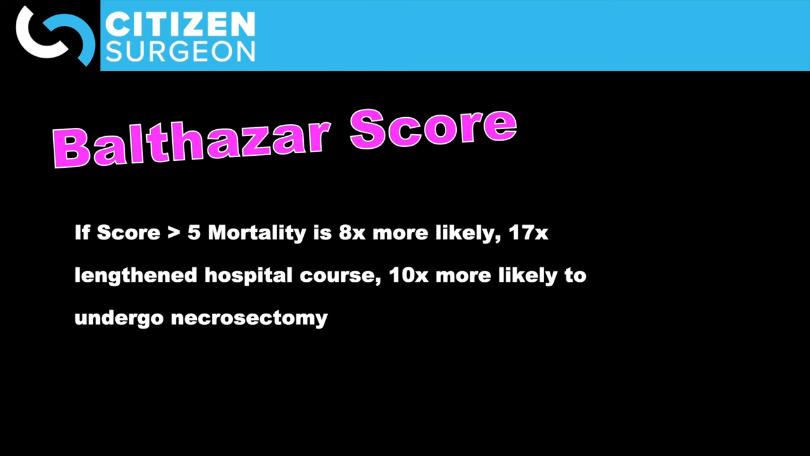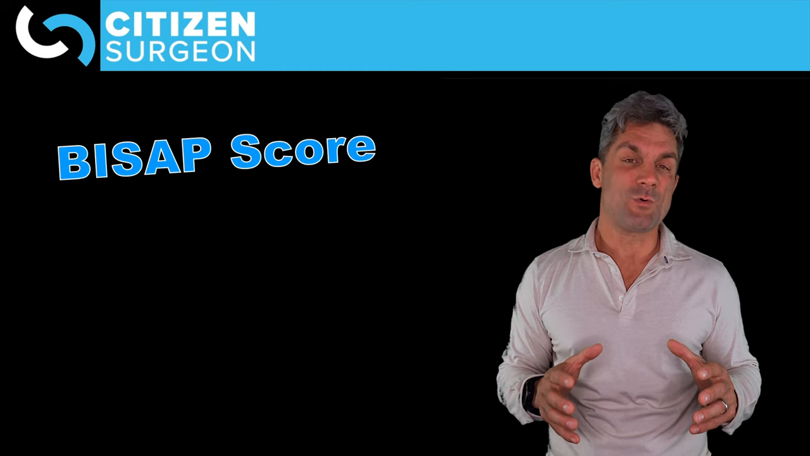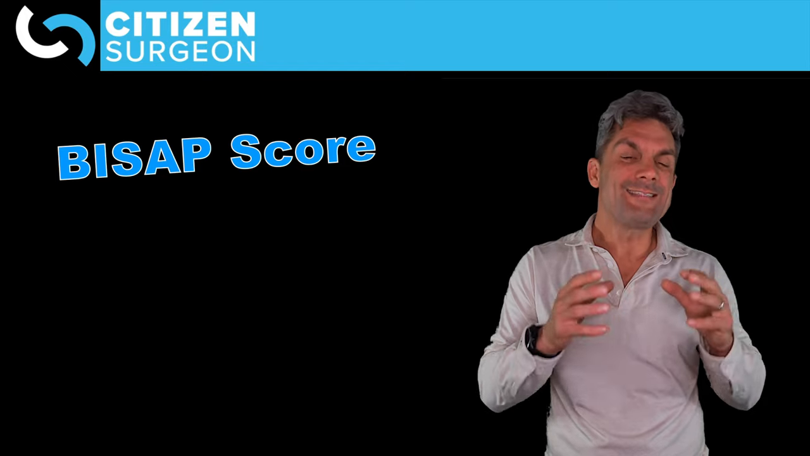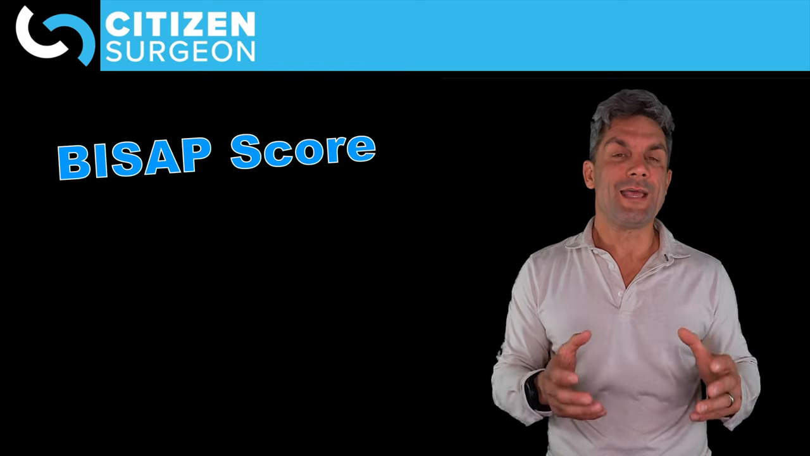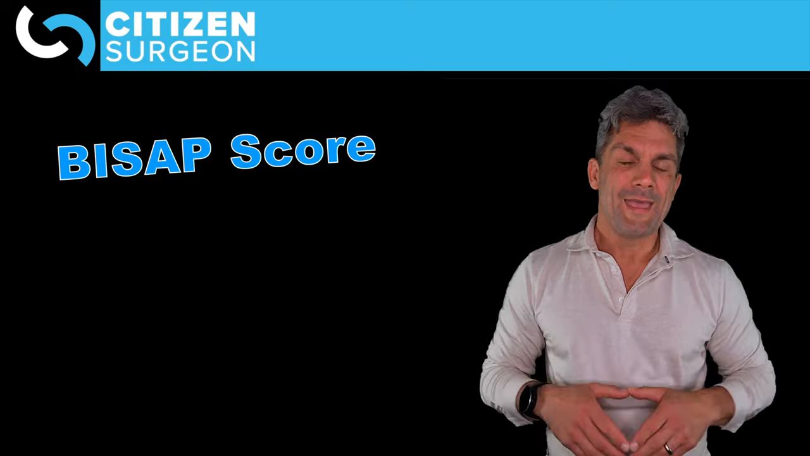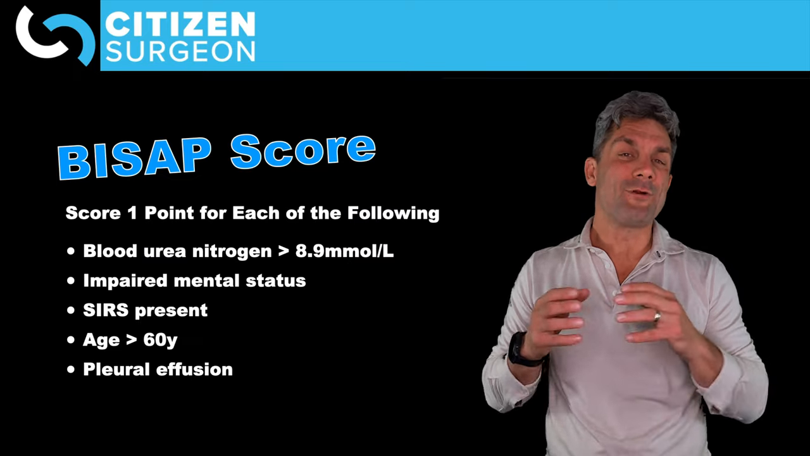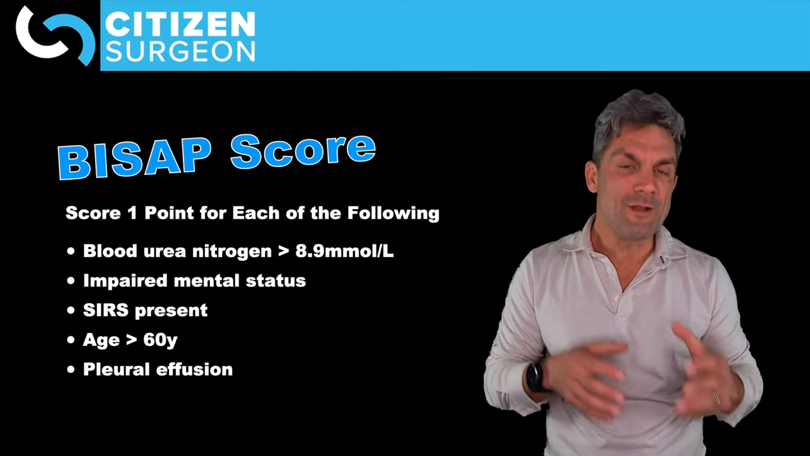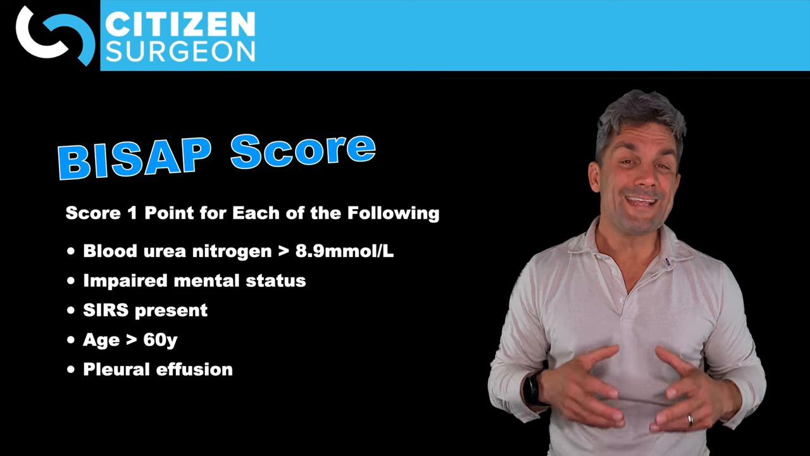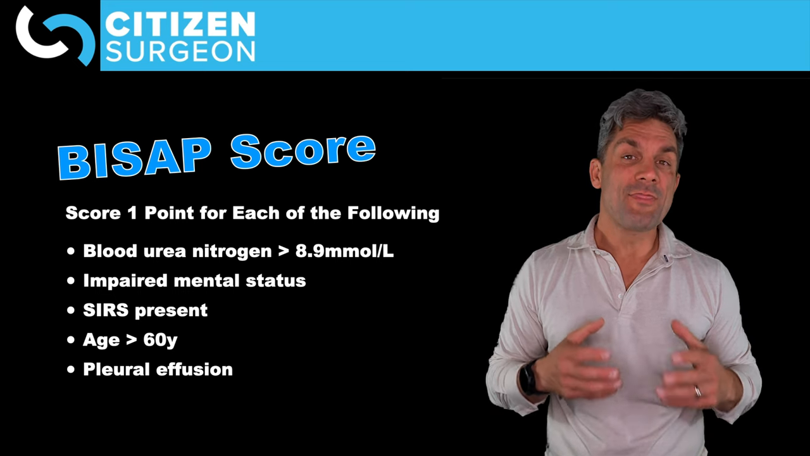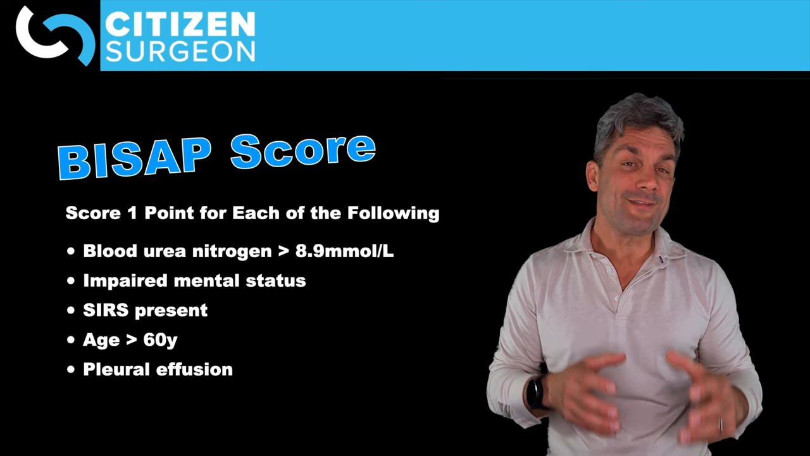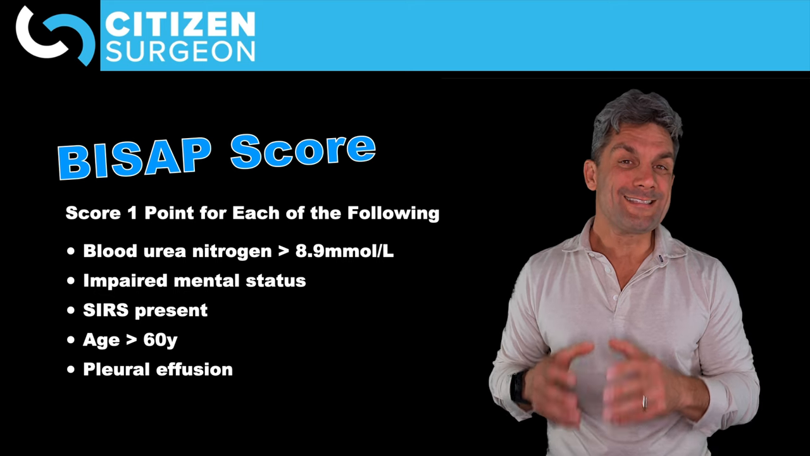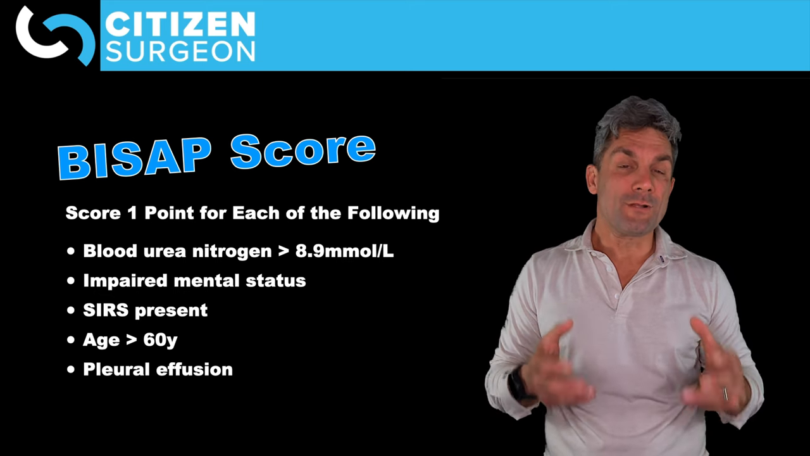Now I saved the best for last, and that is the BISAP score. So what is the BISAP score? Well, this is nice because this is a bedside score that can be done to predict severity of acute pancreatitis. In this score, we score 1 point for each of the following. First, a BUN, or blood urea nitrogen, greater than 8.9 millimoles per liter. Second is impaired mental status. Third is SIRS, so if systemic inflammatory response syndrome is present. Fourth is an age greater than 60. And then finally, if there is a pleural effusion.